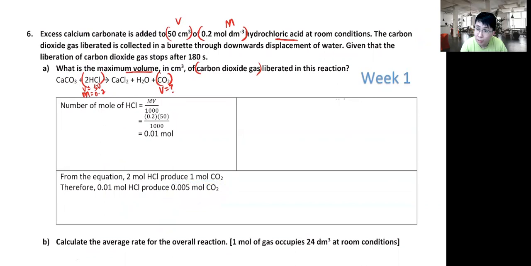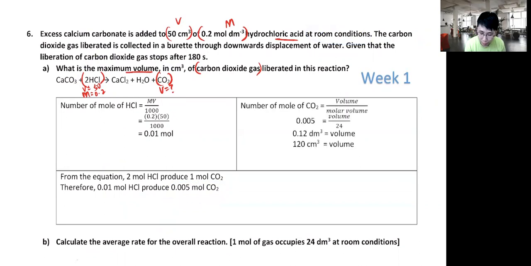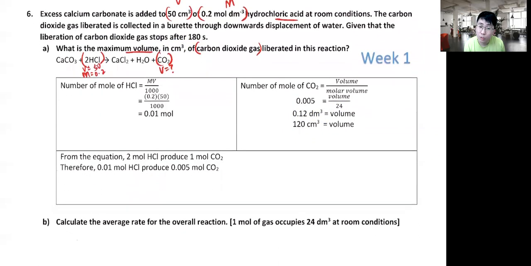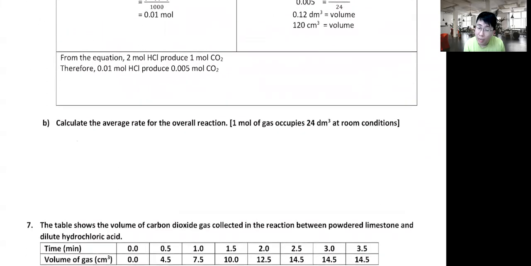Once you have the number of moles of carbon dioxide, can you find the volume? They say room condition, right? If I have room condition, it means V over MV, which is the molar volume formula. So I'm going to bring my formula, 24 molar volume, multiplied by the number of moles. You're going to get 0.12 dm³, but they want you to find it in cm³. So convert from dm³ to cm³, you times 1000, and you get 120 cm³ as the volume of carbon dioxide gas produced.